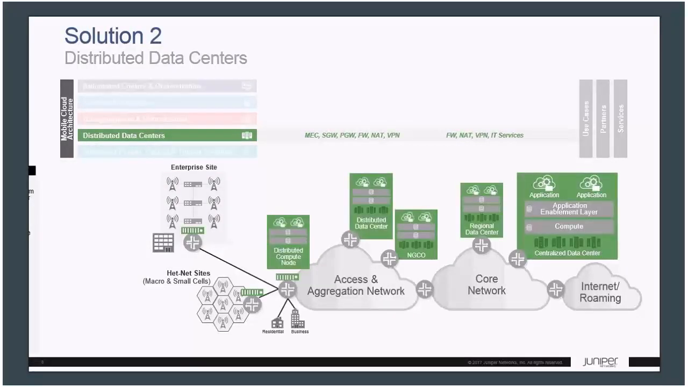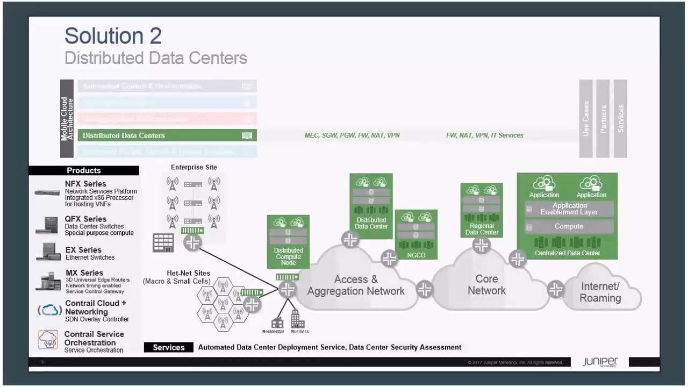Let's look at solution area number 2, which we're calling distributed data centers. You can see in the diagram the areas of the network or architecture that this solution area touches upon, and it ranges from using what we might call a micro data center at the enterprise site. This is that pizza box node I mentioned. Also at the HetNet site, and also at the distributed compute node. And this would typically be our NFX series product line.